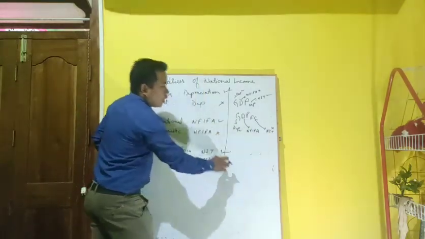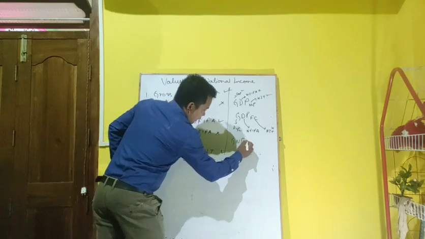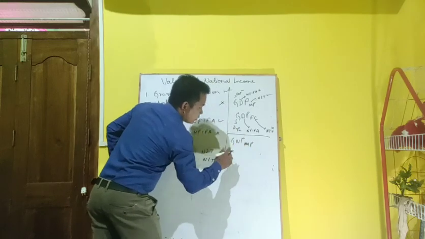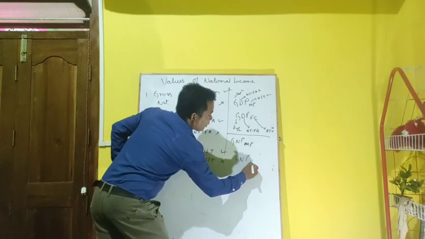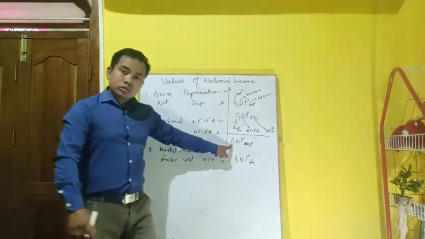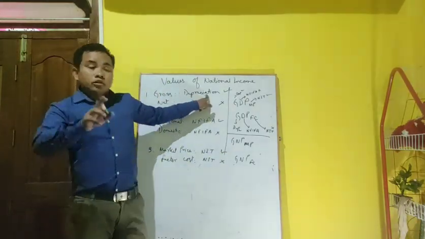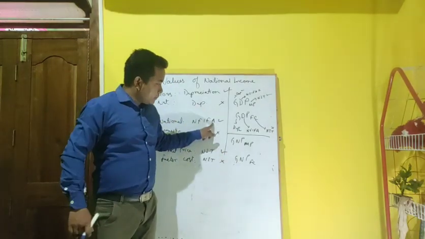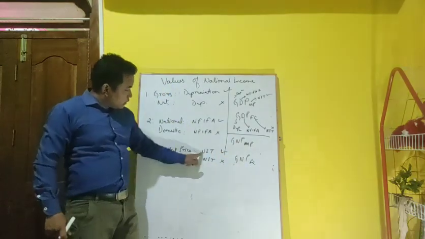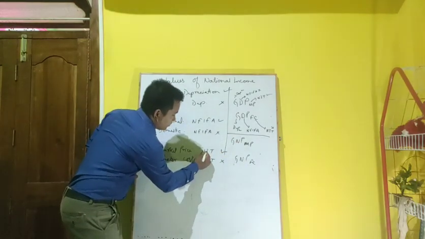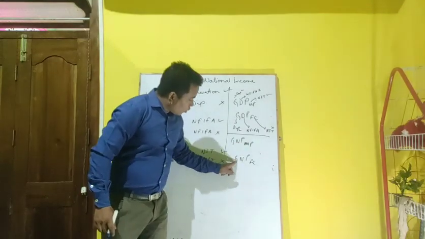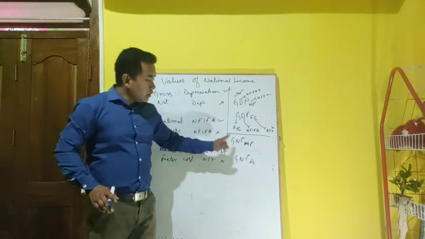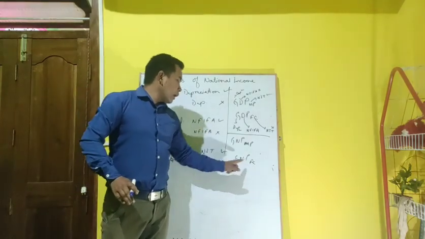Similarly, when we talk about GNP MP and GNP FC, gross, depreciation is included. National, NFIFA is included. Market price, NIT is included. Gross, same. Depreciation is included. National, NFIFA is included. FC, just opposite to the MP, NIT is not included.